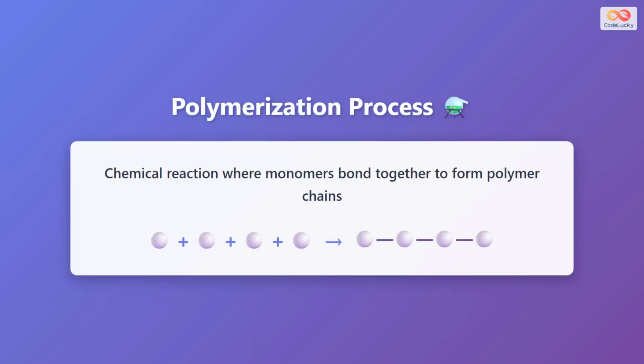The process of forming polymers is called polymerization. During polymerization, monomers undergo chemical reactions where they bond together to form polymer chains. Imagine taking many individual building blocks and connecting them one after another to create a long chain. This chemical reaction can occur through different mechanisms, but the result is always the same. Small monomer molecules combine to create large polymer molecules with unique properties.